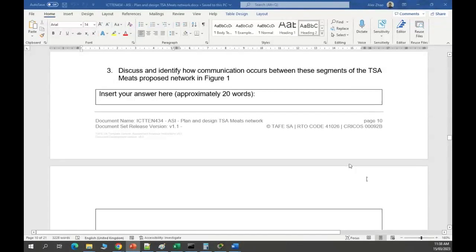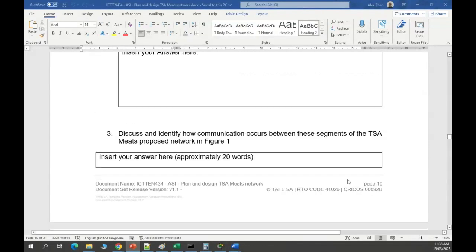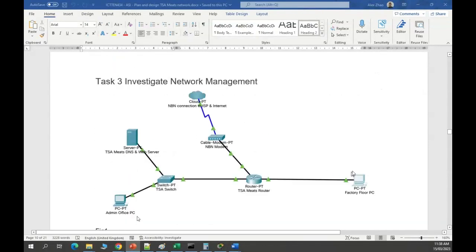So now the next question is discuss and identify how communications occur between these segments. So if we're talking about this picture again, and let's say that admin PC here needs to talk to the factory floor PC, how would it get there?